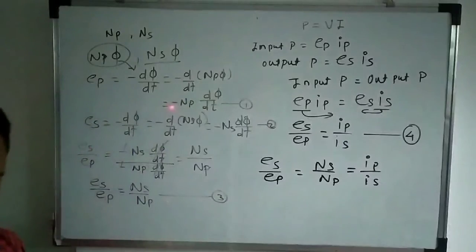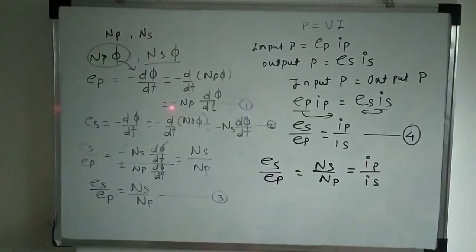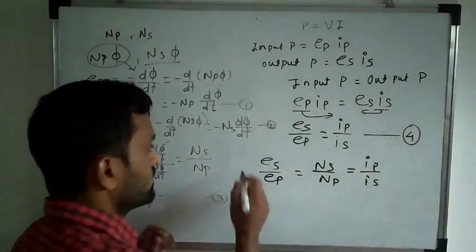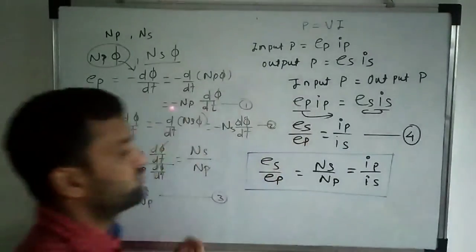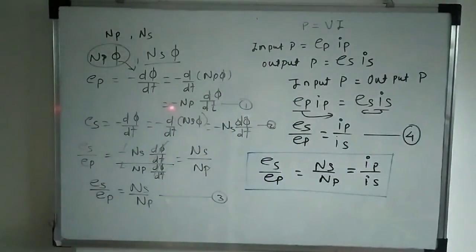So in this way we can compare the three different values for the transformer, and this is nothing but the final equation for the transformer. On the basis of this equation, we can write the two types of the transformer. What are the different types of the transformer?